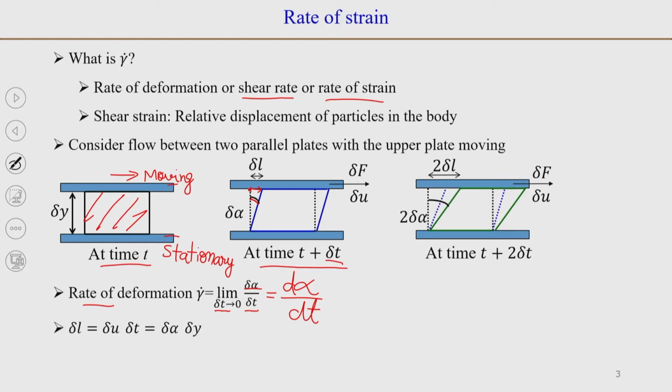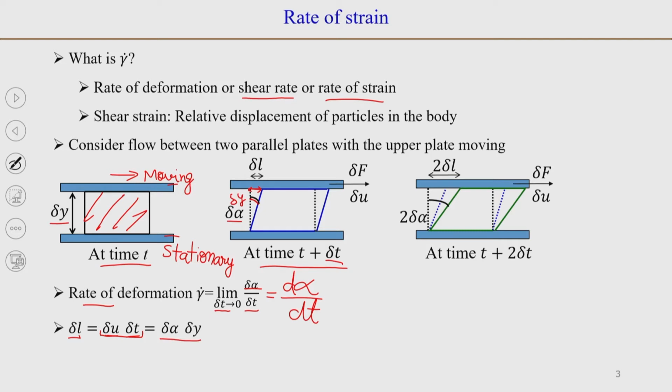Now, from this we can write that delta L is the distance travelled by the fluid in time delta t, because the upper plate is moving with a velocity delta u. So, in time delta t, the fluid adjacent to it will travel the same distance as the plate has moved. So, the distance travelled will be delta u delta t. That means delta L is equal to delta u delta t, because we are taking an infinitesimal deformation. For this small angle delta alpha, we can write delta L, which is basically an arc, and if the distance between the plates is delta y, then delta L is equal to delta alpha into delta y.